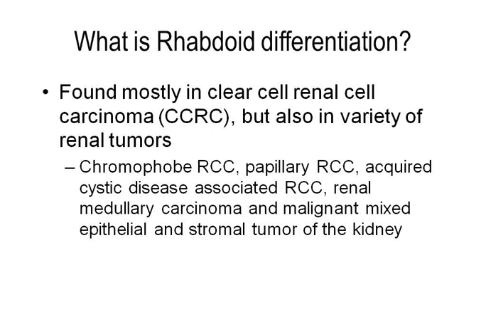And rhabdoid differentiation is found mostly in clear cell renal carcinoma, but also seen in a variety of others, but the majority is seen in clear cell. Other varieties of renal tumors are chromophobe, papillary, cystic diseases, and medullary carcinoma, and also malignant mixed epithelial and stromal tumor of kidney. So it's seen in a wide spectrum of renal tumors.